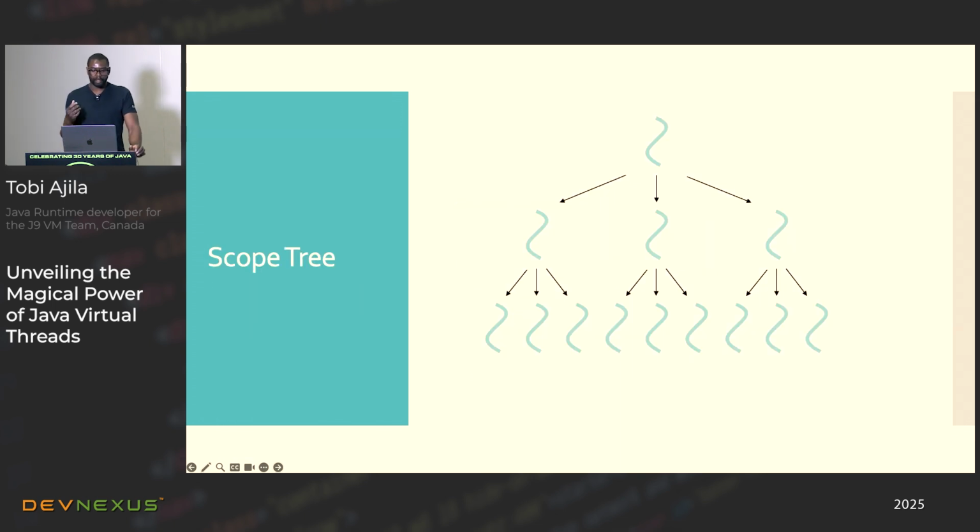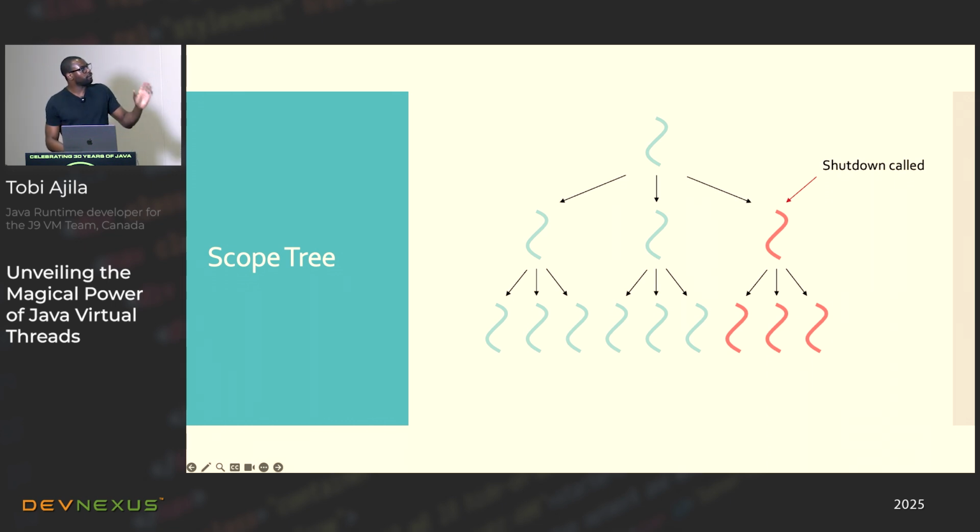Now, you can create a structured task scope within a structured task scope. When that happens, you end up with a tree that looks like this. You can continue to propagate these as far as you want and then join them back. You can also shut down a structured task scope, but if you do so, it shuts down all the child scopes as well.